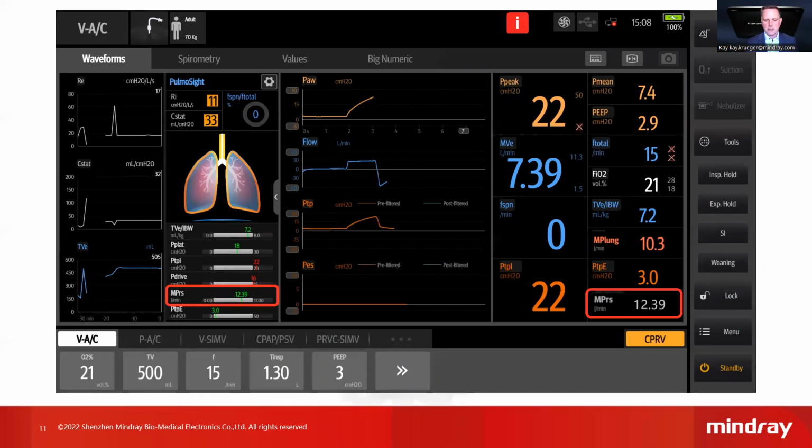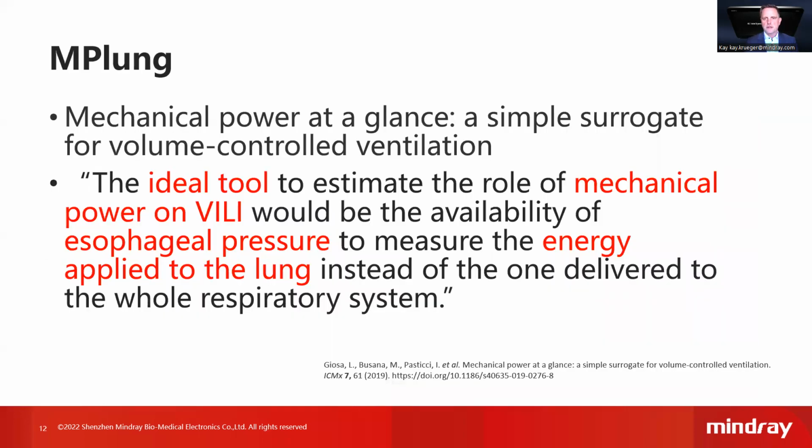Another value that we have implemented in the SV800 is called mechanical power lung. Mechanical power lung uses the calculation for mechanical power, but it uses the esophageal pressure to calculate the pressures that are directly applied to the lung instead of those that are pressurizing the respiratory system.